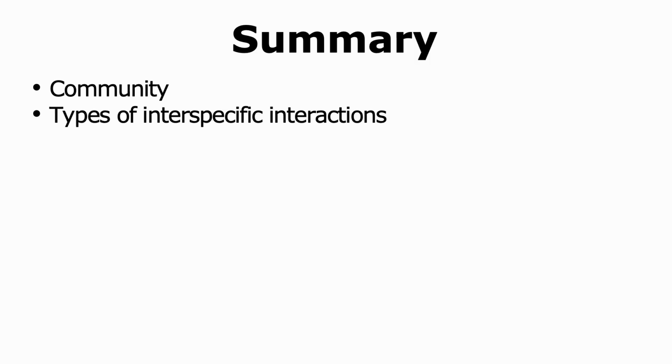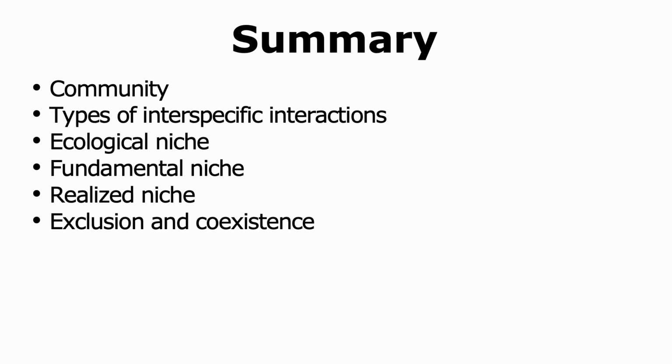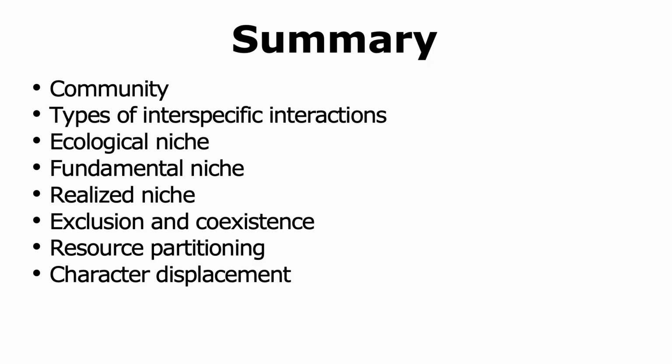With this, we come to the end of our talk, where we learned about communities and different types of interspecific interactions. We also learned about ecological niches and what constitutes a fundamental niche and a realized niche. We learned about the phenomenon of exclusion and coexistence and how resource partitioning can favor coexistence. We then finally learned about character displacement, which can also reduce competition among different species in a community.